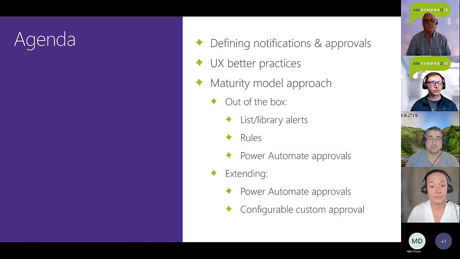So today's agenda is defining what notifications and approvals means to us on the Microsoft 365 platform. Emily, as usual, is going to take us through all her wonderful knowledge on UX better practices. Mark is going to start us off with some maturity model approaches. And then Mark, Emily, and Derek are going to talk to us about the various out-of-the-box ways that we can do things. So list and library alerts, rules, and Power Automate approvals.